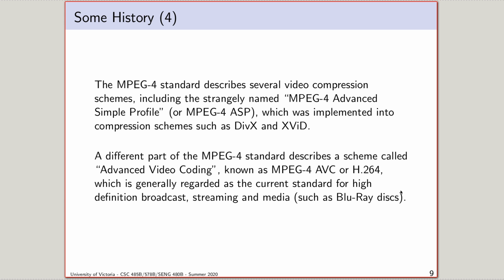So the next document was called MPEG-4. And after that, naming became completely meaningless. And we'll see even MPEG-4 is sort of a meaningless name. The MPEG-4 standard described a whole bunch of different stuff, including audio compression schemes. One such audio compression scheme used today is called AAC. It describes several video compression schemes, of which we typically only talk about one of them as being called MPEG-4, and that is MPEG-4 ASP.